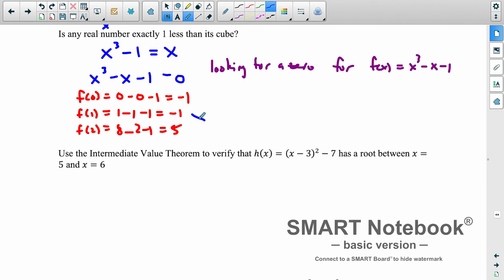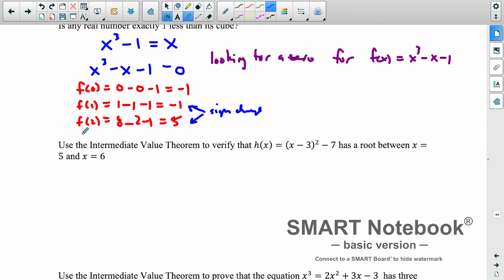There's a sign change right here. So because there's a sign change, we know there's a 0. We also know approximately where it is. There's a 0 between 1 and 2. Now again, there could be a whole bunch of zeros between 1 and 2, but we know there's at least 1, right? We know there's at least 1 zero between 1 and 2.